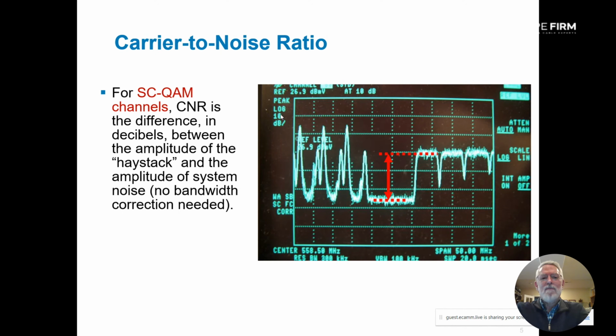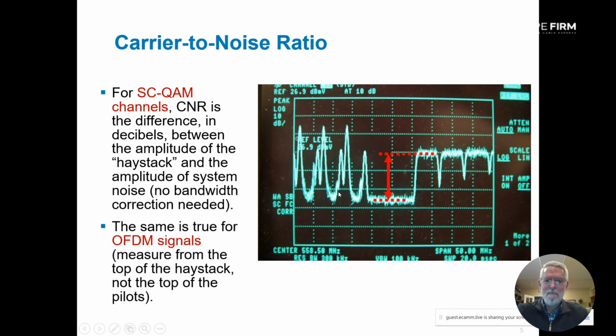Now, for SC QAM channels, or single carrier QAM channels, CNR is the difference in dB between the amplitude of the haystack and the amplitude of the system noise. Good news here is you don't need to do any bandwidth correction on the noise floor because you're measuring a noise-like digital signal and noise-like noise. The same's true for OFDM signals. You measure from the top of the haystack. I don't have an OFDM signal showing on the screen here, but you measure from the top of the haystack.